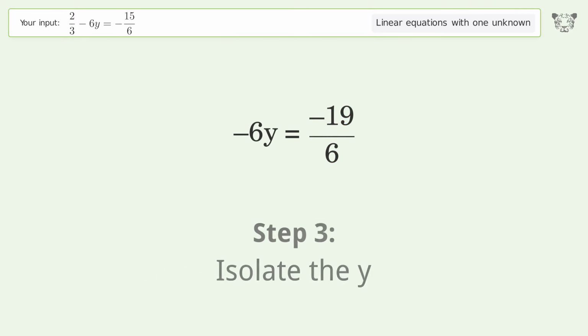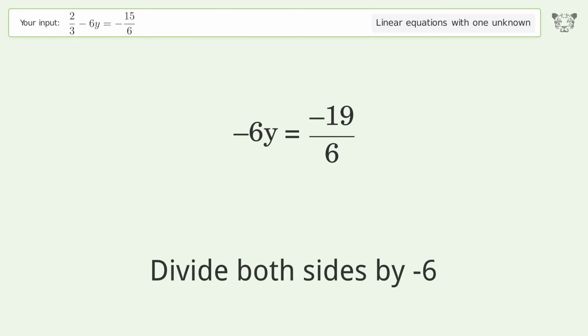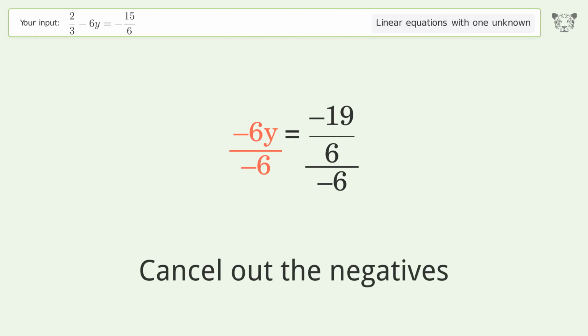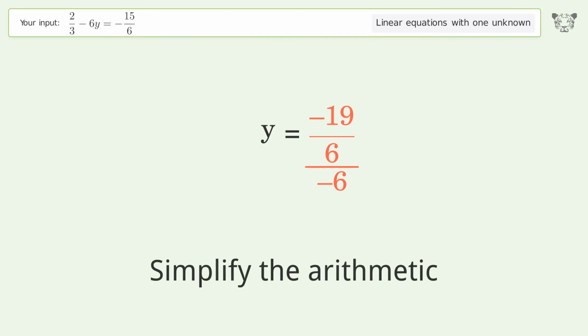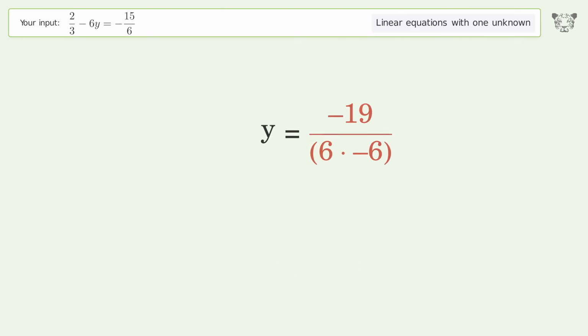Isolate the y. Divide both sides by -6. Cancel out the negatives. Simplify the fraction. Simplify the arithmetic. And so the final result is y equals 19 over 36.